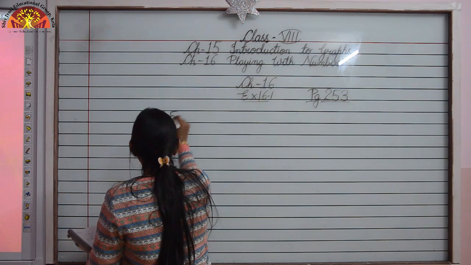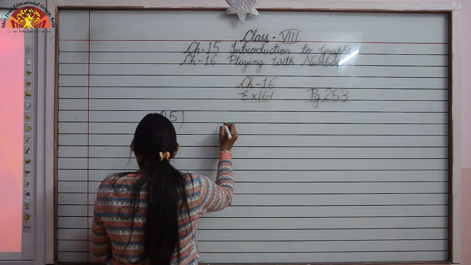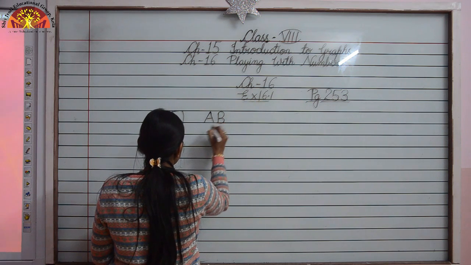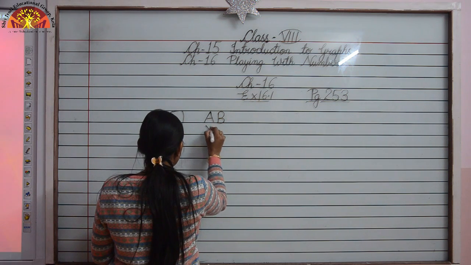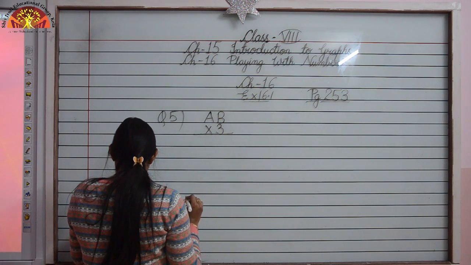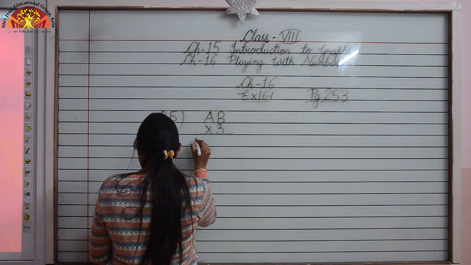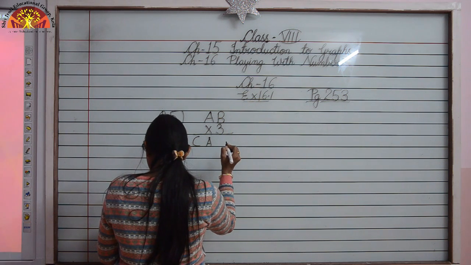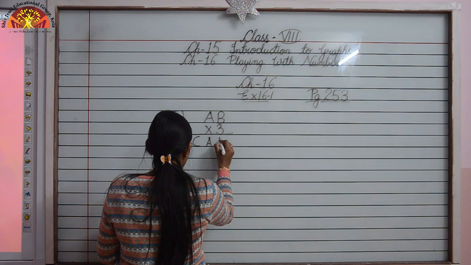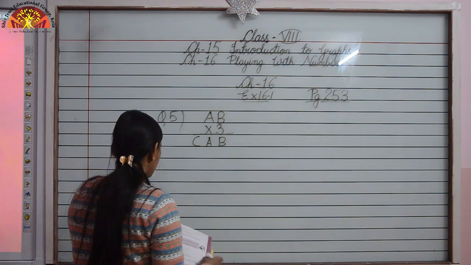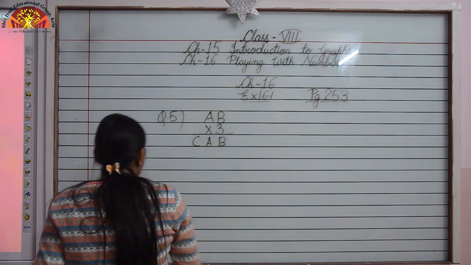Question number 5, it is AB into 3 and your answer should be CAB. Okay, your answer should be CAB. Now just see over here, children.